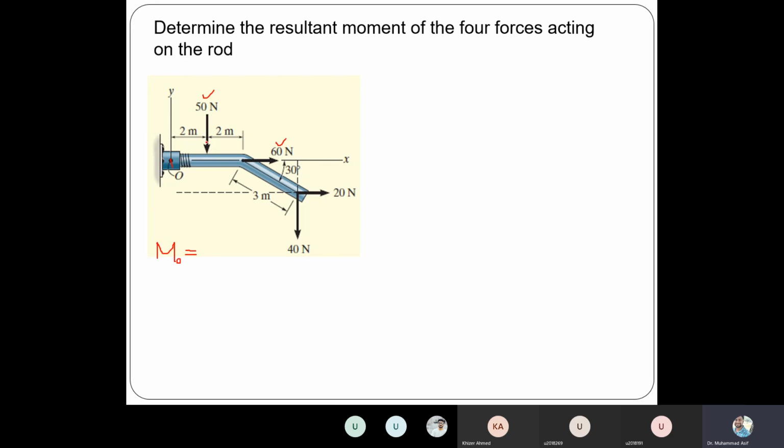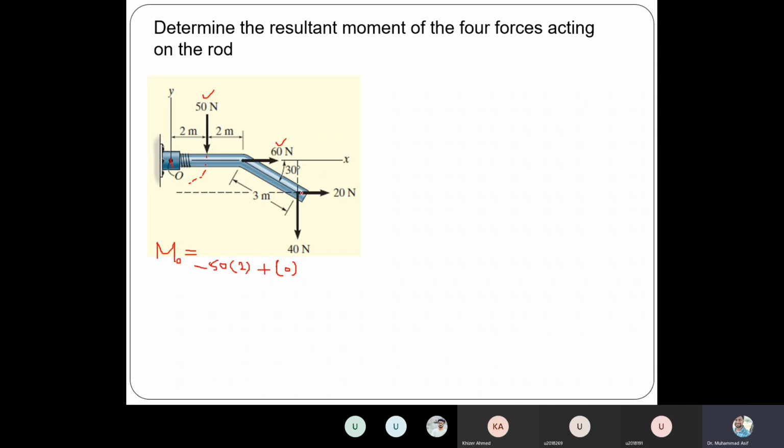For example, this is 50 and the moment arm about O is 2, so 50 into 2. And then we have to also see the direction of this moment. The direction of this moment about O is in which direction? Clockwise direction, so it will be negative, right? And then we have to see about this 60. The 60 is along that point. So the moment because of this 60 Newton force is how much? 0, because it is along the line of action of the force, along that point. So no moment will be produced because of the 60 Newton.